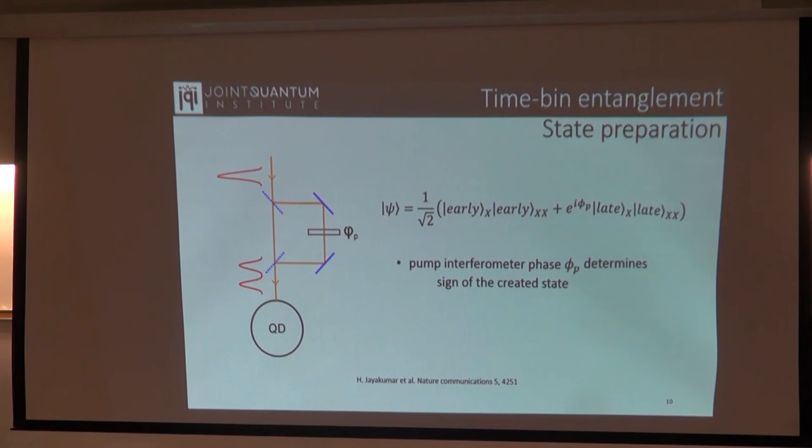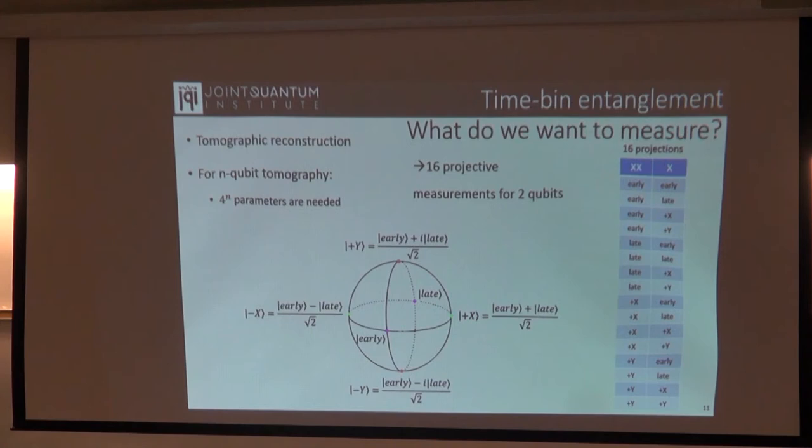So how do we analyze the state? In general, we decided to do a tomographic reconstruction to get our full state out. For n qubits, you need 4 to the n parameters. So we have 2 qubits here, which means we need 16 parameters of our measurement. That means we need 16 projective measurements, and they need to be in orthogonal bases. So the possible sequence of measurements here is that you measure the biexciton and the exciton photon, for example, in the early projection, or in the early plus late projection, and so forth.